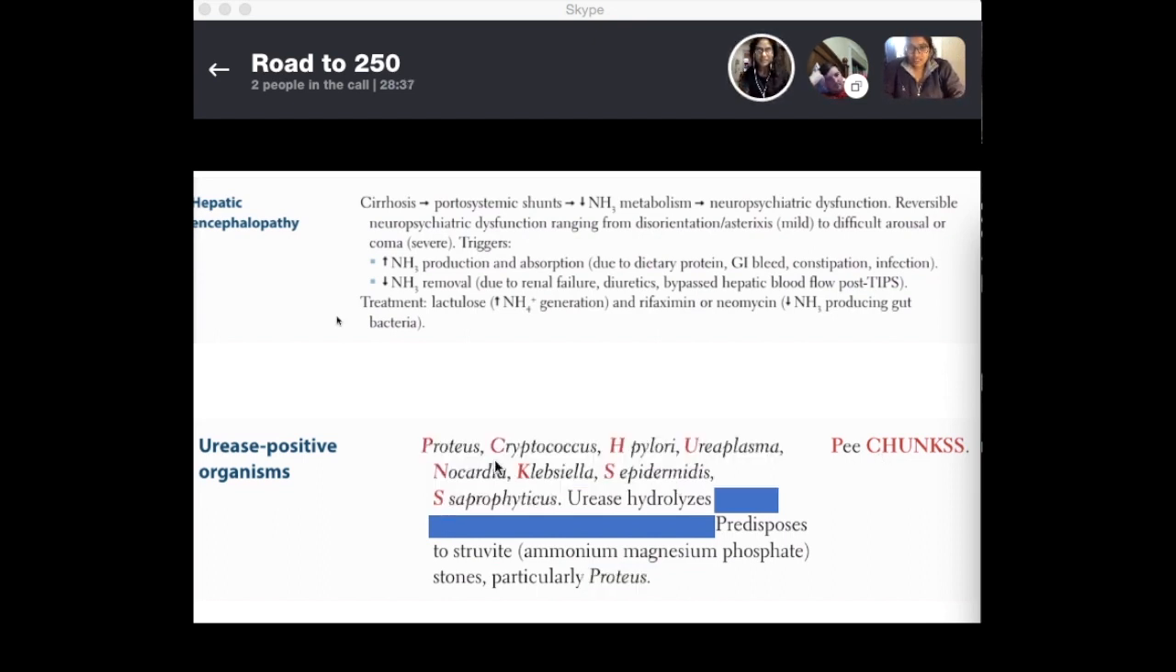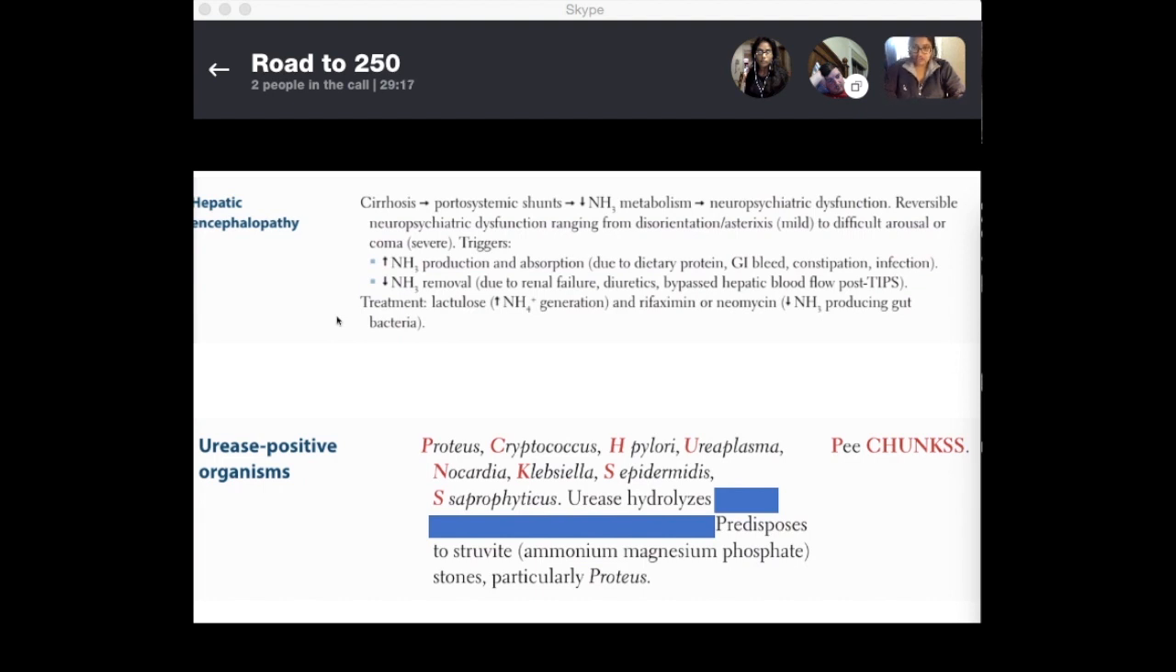So we have Proteus, the C is going to be Cryptococcus, H. pylori, Ureaplasma, Nocardia, Klebsiella, and then the S's they mention are epidermidis and saprophyticus. They don't mention Serratia on this one, although Serratia is one of the organisms that produce ammonia. There's quite a bit of our colonic bacteria that do produce ammonia in different amounts. These are just the ones that specifically produce urease and ammonia to a very large degree. So these are the ones that we particularly focus on.